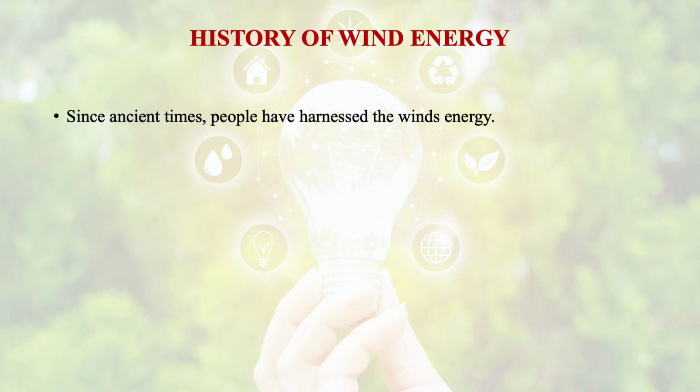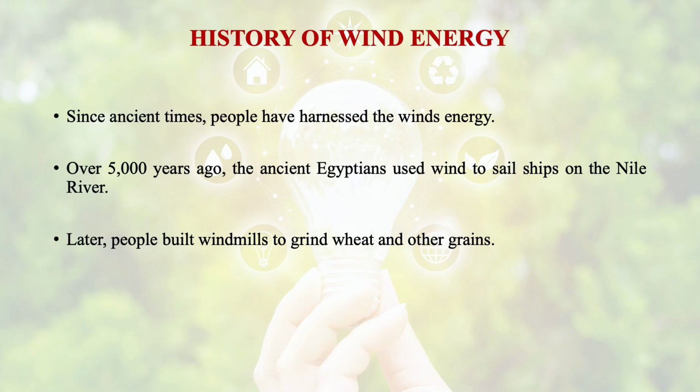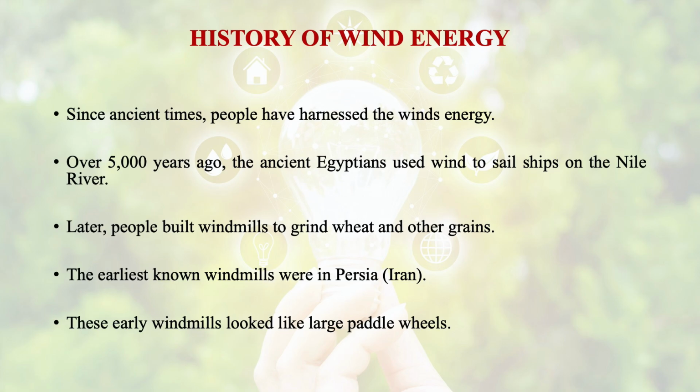If we talk about the history of wind energy, since ancient times people have harnessed the wind. Over 5,000 years ago, the ancient Egyptians used wind to sail ships on the Nile River. Later, people built windmills to grind wheat and other grains. The earliest known windmills were in Persia, Iran. These early windmills looked like large paddle wheels.